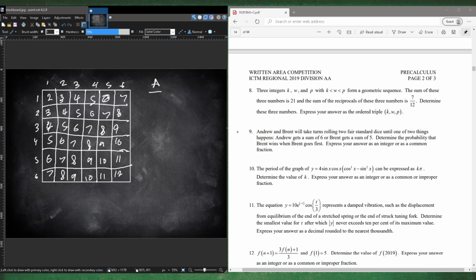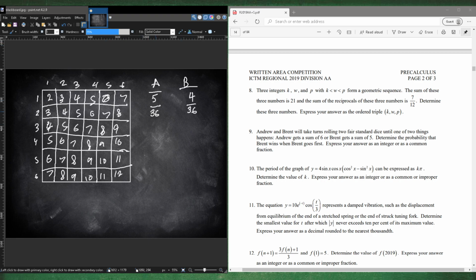Well, the probability Andrew wins is when he gets a 6. So we have 1, 2, 3, 4, 5. So we have 5 out of the 36 possible combinations. What's the probability that Brent wins? Well, Brent needs to get a 5, right? So 1, 2, 3, 4. So that's 4 out of the 36 possible.